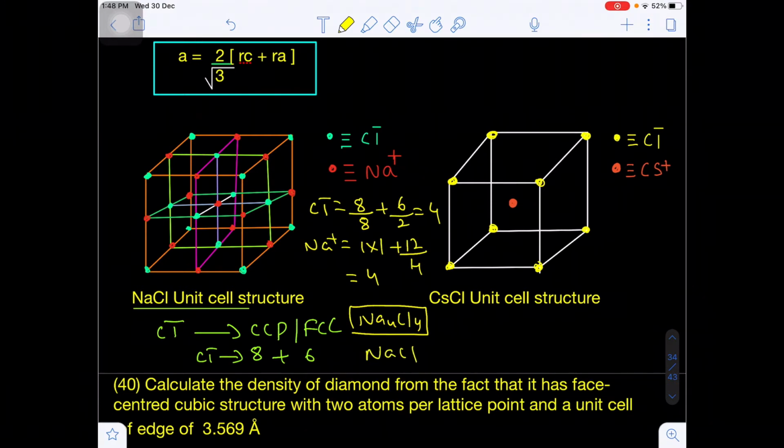That means in one NaCl unit cell, how many formula units will be present? 4 formula units will be present. That's why we have to take the Z value here as 4. Yes or no? And come to cesium chloride.